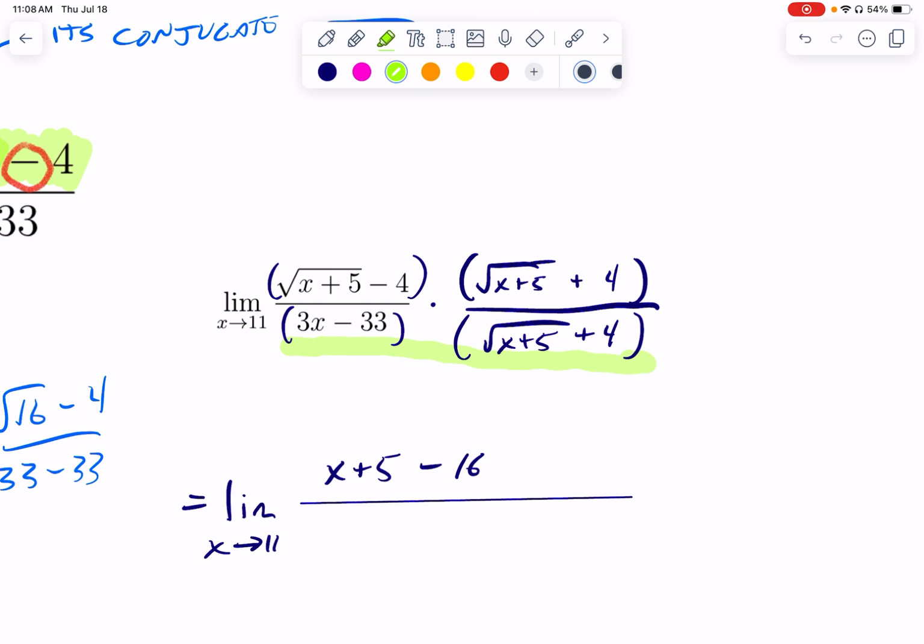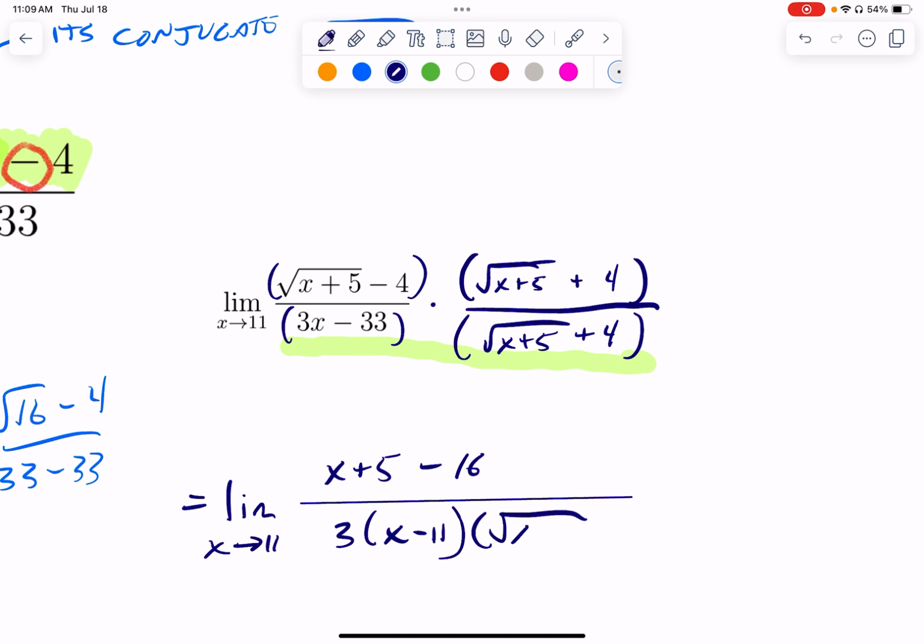In fact, let's factor this more. So I'm not going to FOIL, but I will notice I know how to factor this as 3 times x minus 11. And then I'm just going to leave it here, not try to multiply it out, that other expression. So let's just make a note here. Don't FOIL.